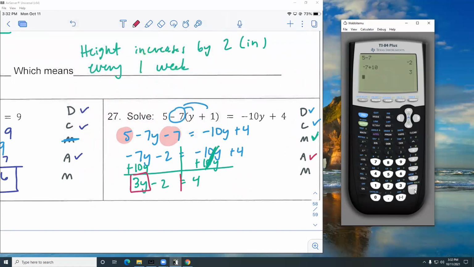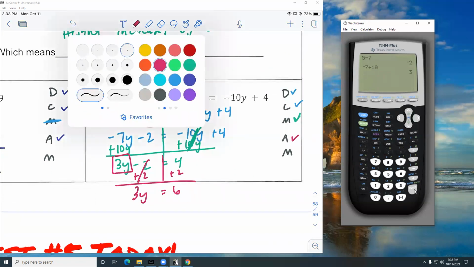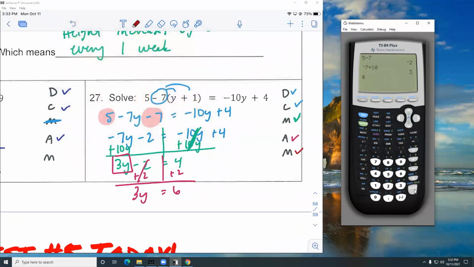So now I need to do the opposite of what I see. I see -2, so I'm going to add 2 to both sides. 3y equals 6. And now I need to end it by getting that y by itself. So I divide both sides by 3. So that's y equals 6 divided by 3, which is 2.